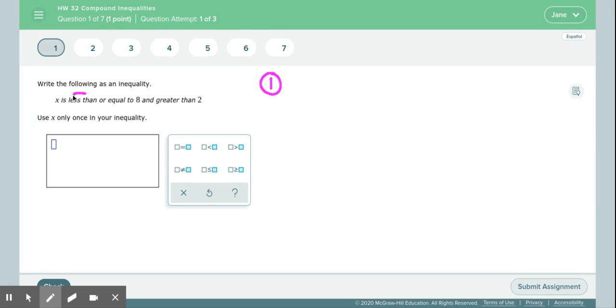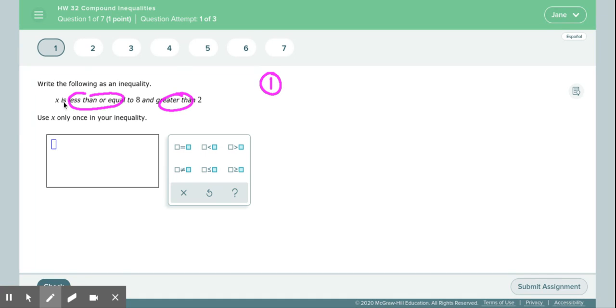So actually, I have less than or equal to. I also have greater than, which means that I have 2 inequalities that I'm going to use, which makes sense because I'm in the assignment compound inequalities. So compound, more than one. Think of a compound sentence. That's 2 sentences that you've combined into one.